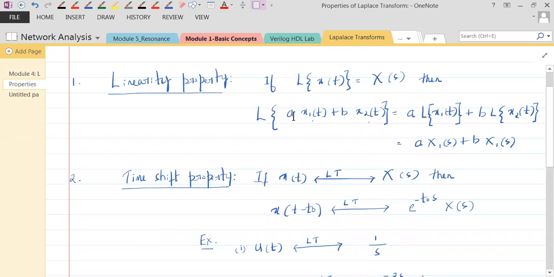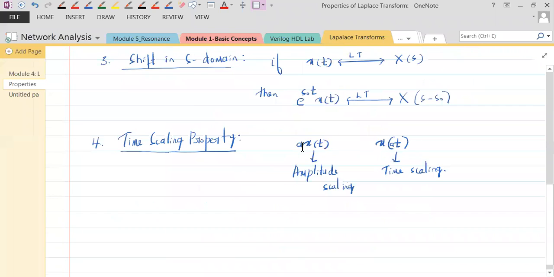Multiplied by a scalar, that is, amplitude of x1 of t is being scaled. Here by attaching b along with this, it is as good as varying the amplitude of x2 of t. So amplitude of x2 of t is being scaled. So these two are amplitude scales. A and B are amplitude scaling. So this is A being multiplied to x of t, you're multiplying A to the signal x of t, so the amplitude of x of t is being scaled. That's why it is amplitude scaling.